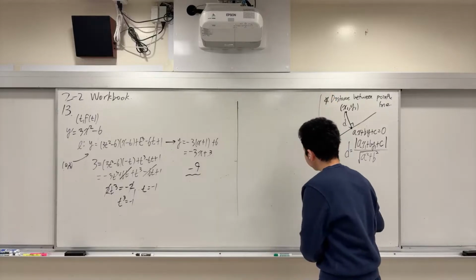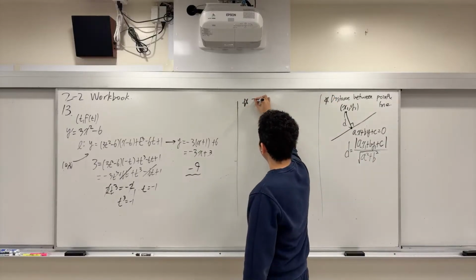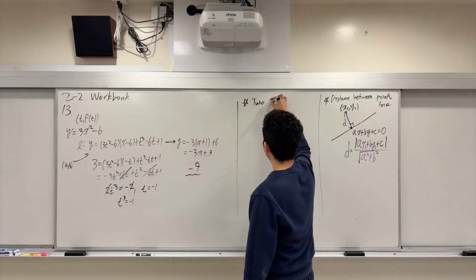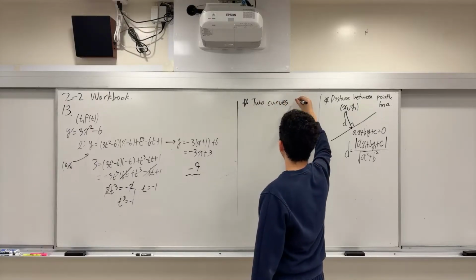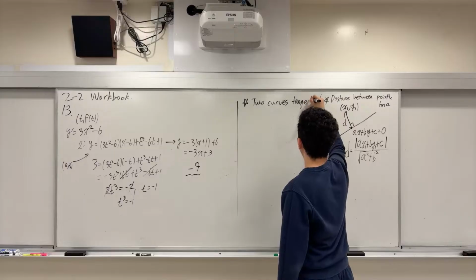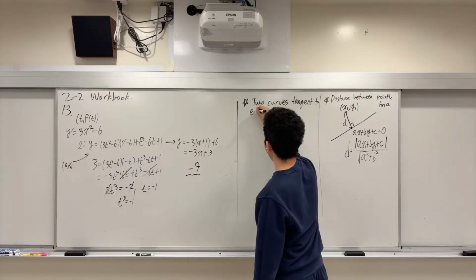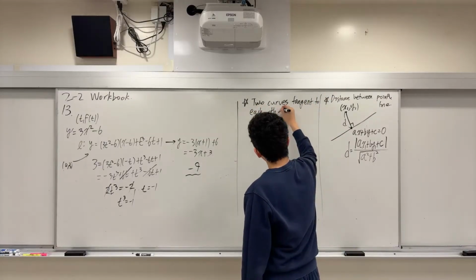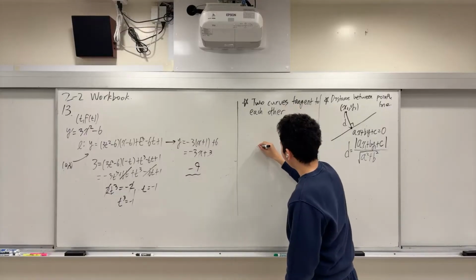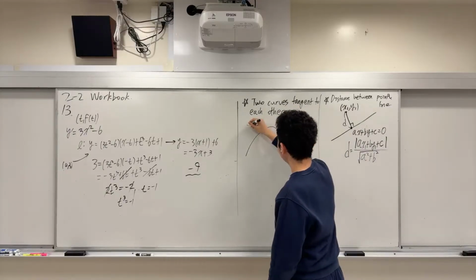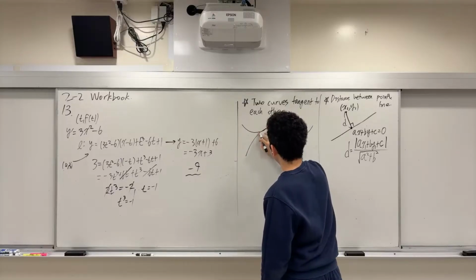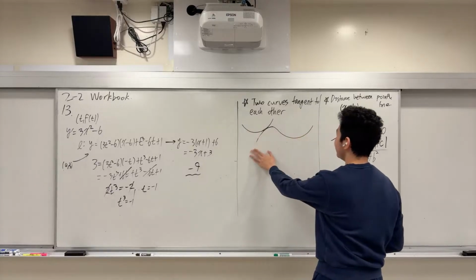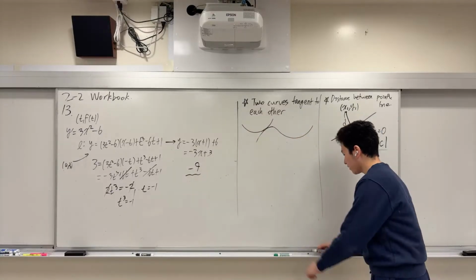So, two tangent curves. Okay, two curves tangent to each other. Okay, so let's have a curve like this and another curve like that. Okay, maybe that's not the best drawing, but okay, like that. All right, so what does it mean when these curves are tangent to each other?